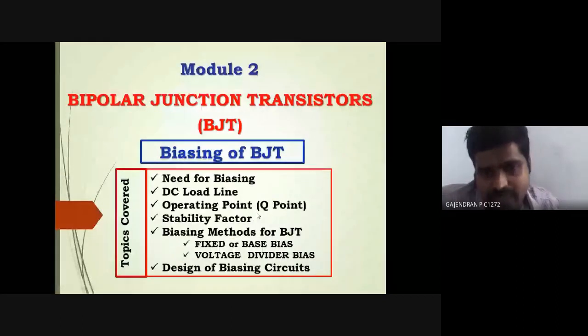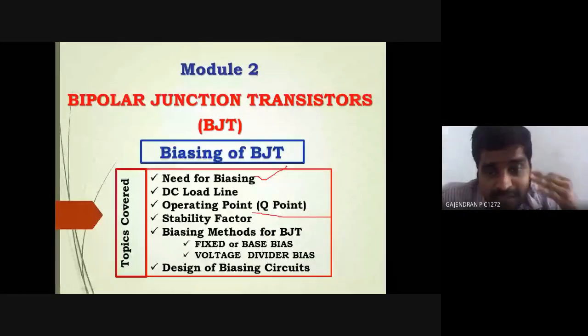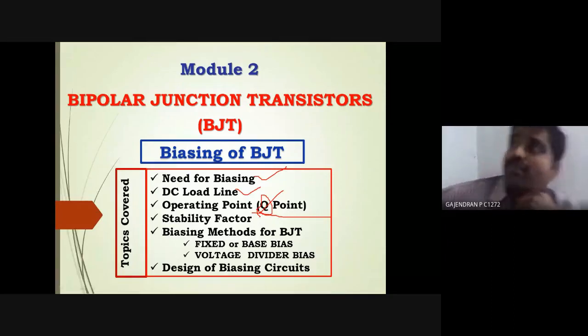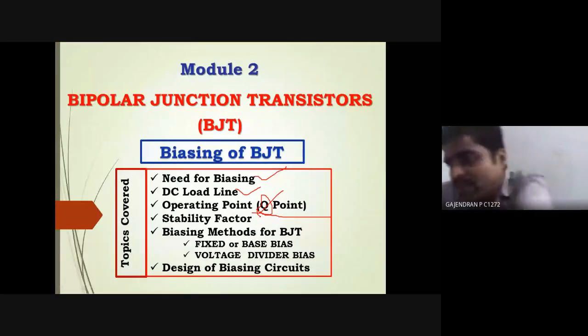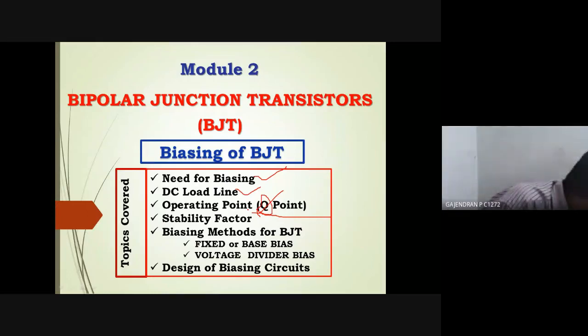Operating point. So you very well know what is the need of biasing and what is the DC load line and what is the Q point. Can anyone tell me what is the abbreviation for Q? Please check your class note and tell me what is the abbreviation for Q. Very good. So we will start with today's new thing, the stability factor.